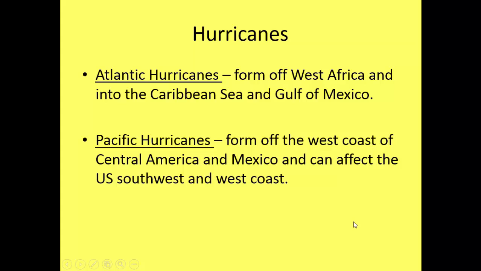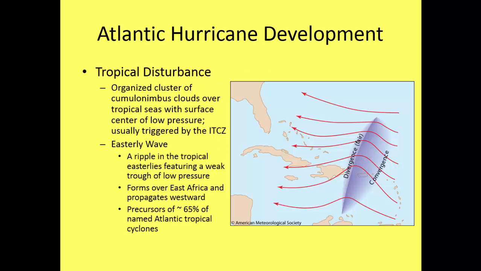All right, so as I said, the hurricanes that affect North America are going to be Atlantic hurricanes that form off the coast of West Africa, and then move into the Caribbean Sea and Gulf of Mexico. And then, as I said earlier, Pacific hurricanes form off the west coast of Central America and Mexico, and they can affect us and occasionally the west coast of North America.